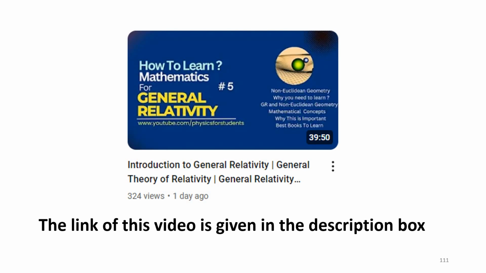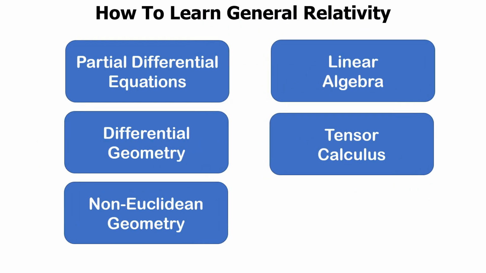So I think that covers it in detail, although I understand that I have not covered all the mathematics in much detail, but I have given you links for those 5 videos, and this is in my playlist called How to Learn General Relativity. It is very detailed. You can go through all those 5 videos and you will get a much better understanding. However, this video gives you a complete clarity in terms of the mathematics and the learning process. As you can see, I have divided it into 5 different parts. First, you need to learn partial differential equations, then differential geometry, then non-Euclidean geometry, linear algebra, and tensor calculus. These are the 5 pillars of understanding the general theory of relativity.